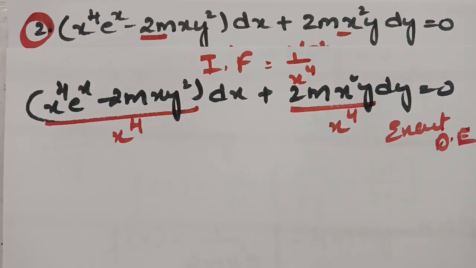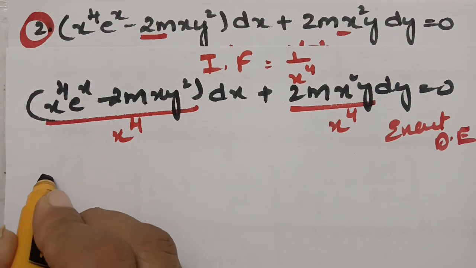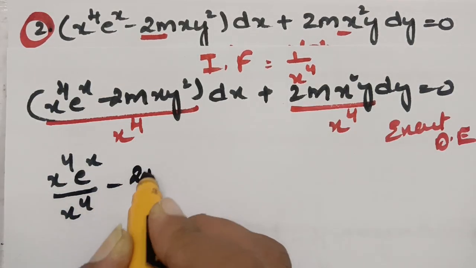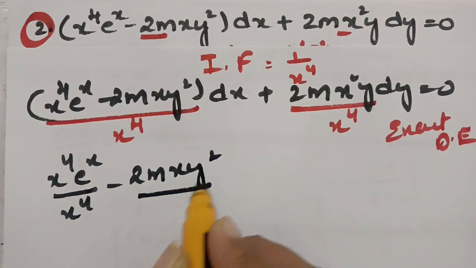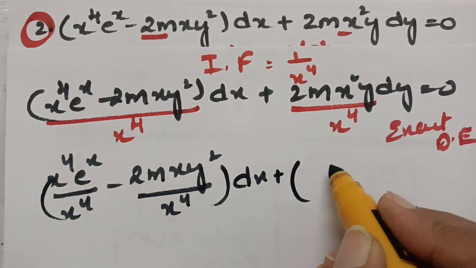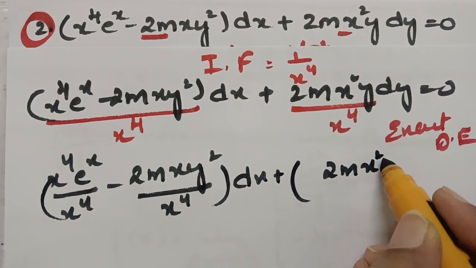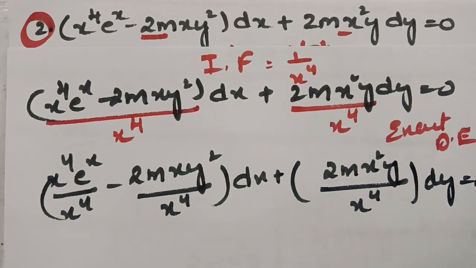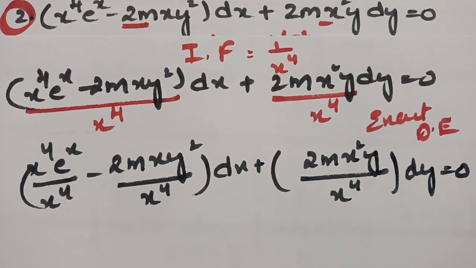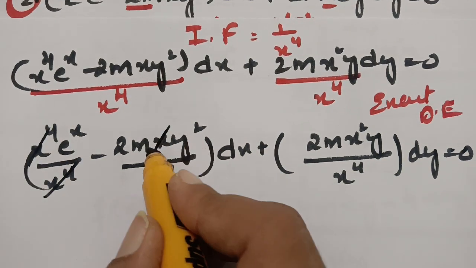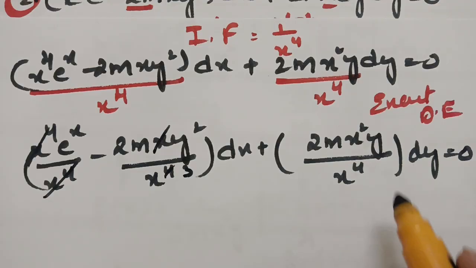And see, each and every term I'll divide. So this will be x^4 e^x by x^4 minus 2m x y^2 by x^4 dx, plus 2m x^2 y by x^4 dy is equal to 0. And now see, I can cancel these two. I can cancel this one time, and I can cancel this two times.